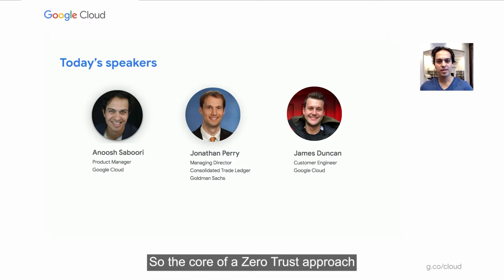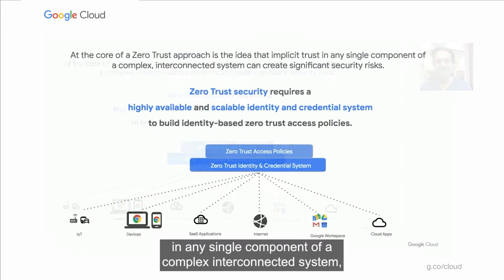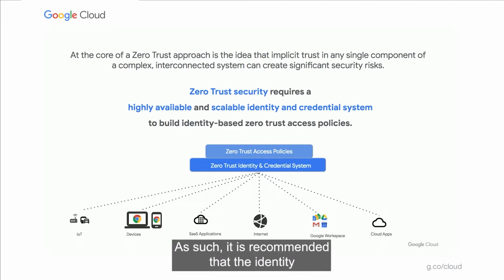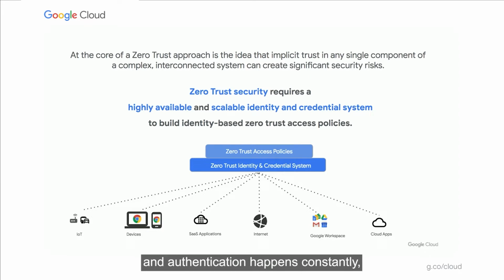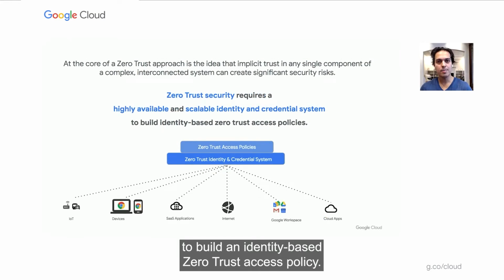So, the core of a zero trust approach is the idea that the implicit trust in any single component of a complex interconnected system can cause significant security risks. As such, it is recommended that identity and authentication happen constantly and be continuously verified. We believe that zero trust security requires a highly available and scalable identity and credential system to build an identity based zero trust access policy.